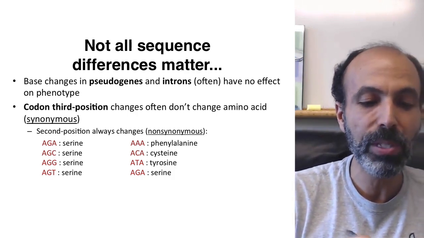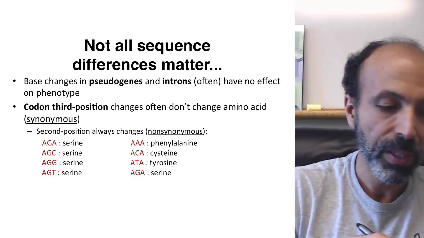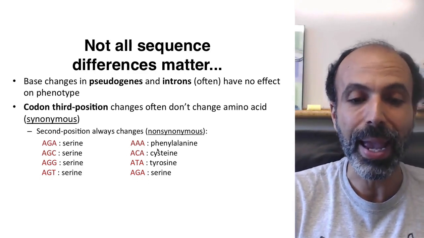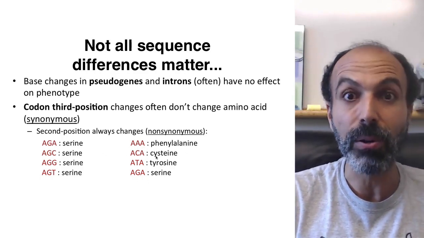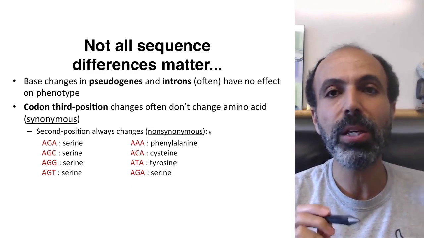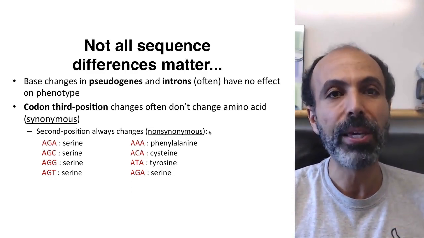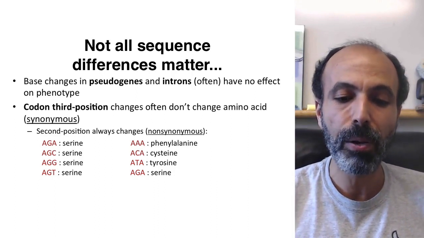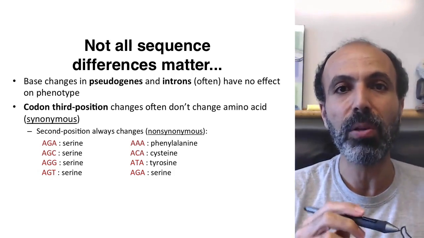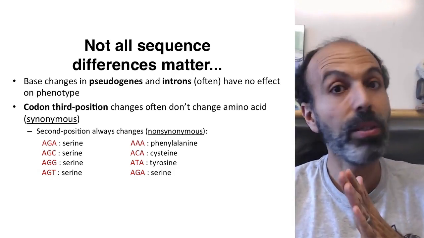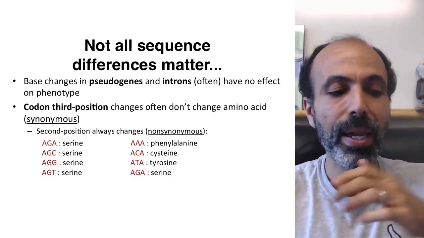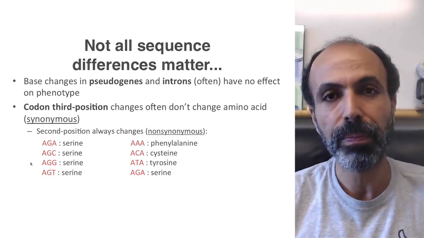In contrast, the second position always changes the amino acid. So you see this triplet code AGA. So let's change that from AGA, which was serine, to AAA, that's phenylalanine, ACA, which is cysteine, ATA is tyrosine. So those are always non-synonymous. If you're changing the amino acid, you're necessarily changing something about the protein, right? So there is a high probability that a lot of these non-synonymous changes can affect fitness. In contrast, if you're not changing the amino acid, then it's more likely, though not certain, that you're not actually affecting the final protein in any detectable way, and these may be closer to neutral.